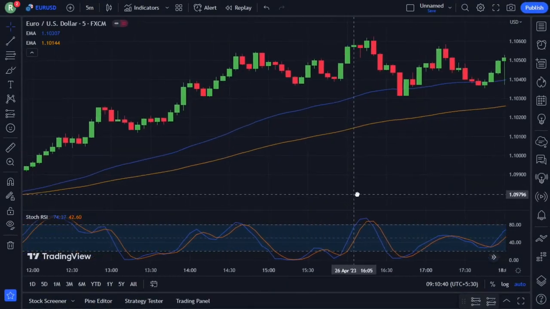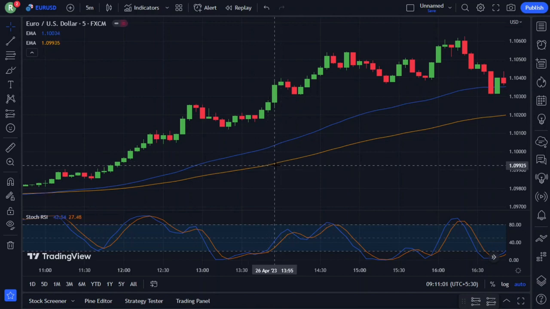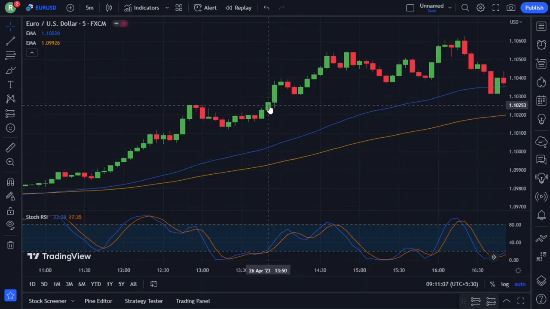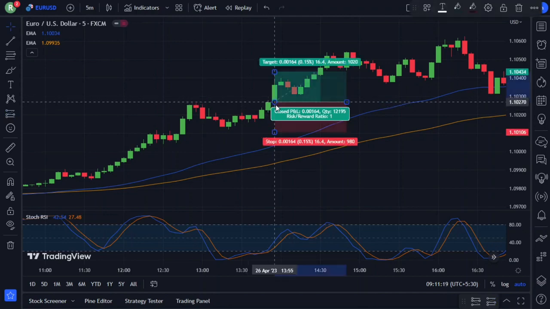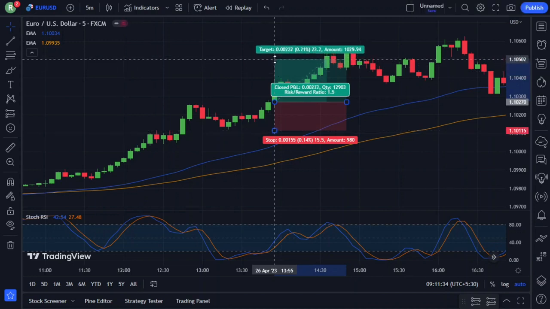Let's look at some examples to help you understand. Here, the StochRSI crossed the 20 level to the upside, indicating a buy signal, and the 50 EMA is above the 100 EMA, and the price is also closed above the 50 EMA. All the rules are met on this candle, so we will enter a long trade at the open of the next candle, and I set the stop loss just below the recent swing low, and our take profit would be 1.5 times greater than the stop loss.